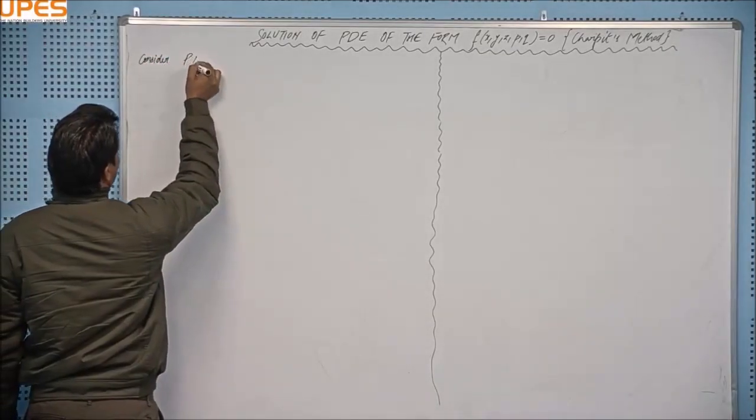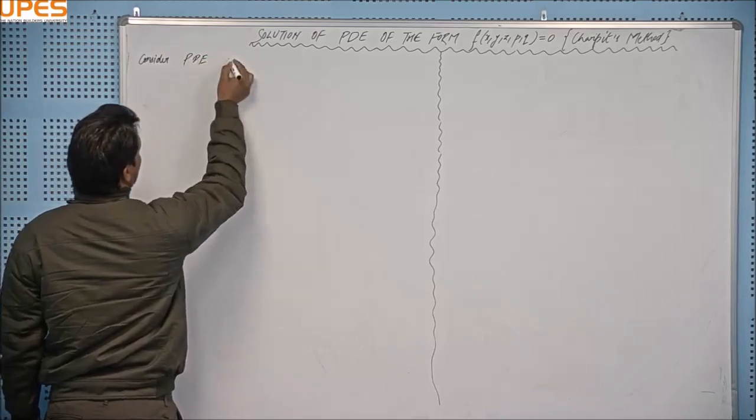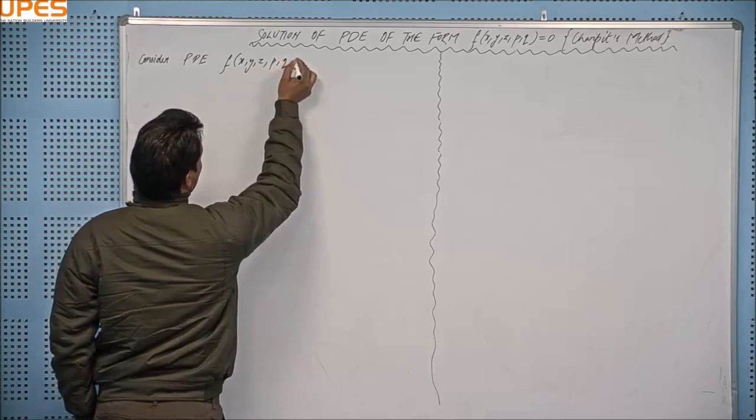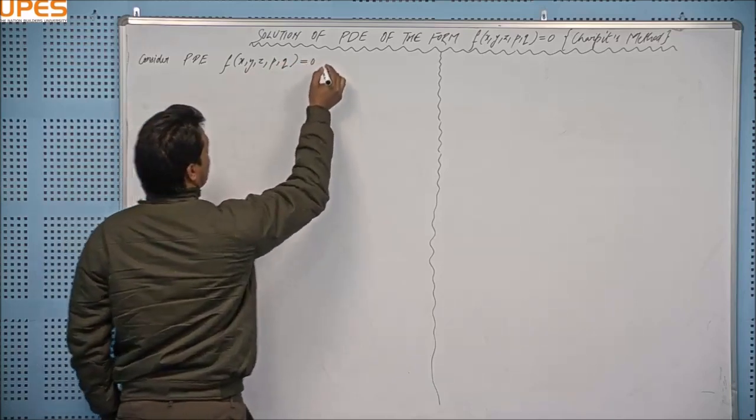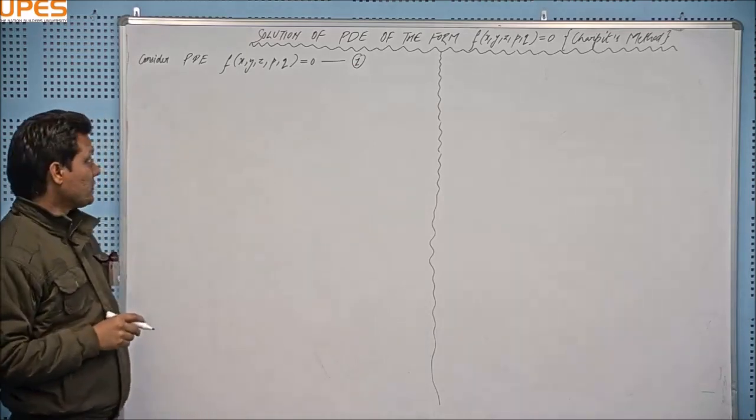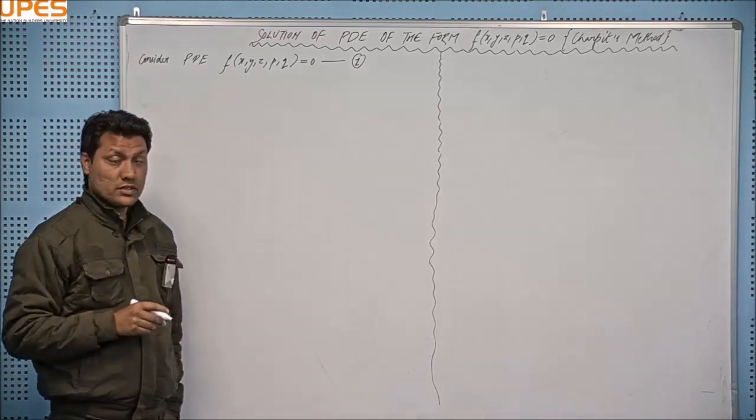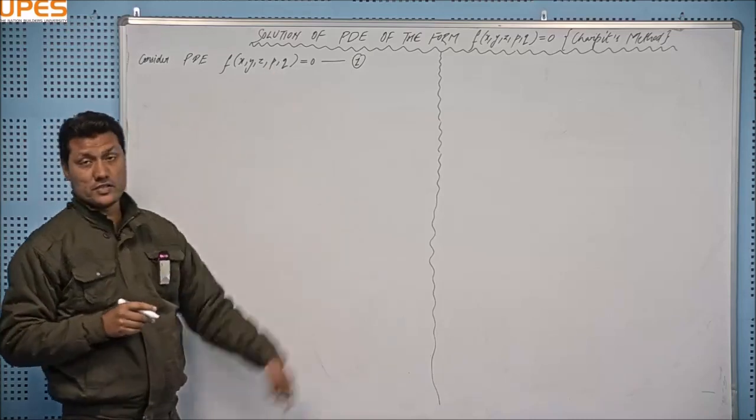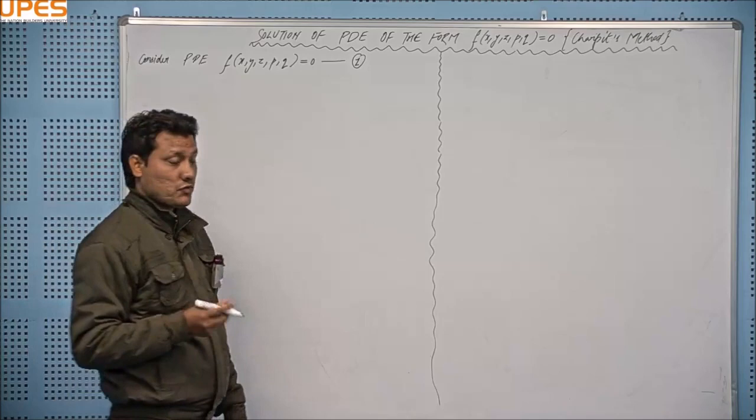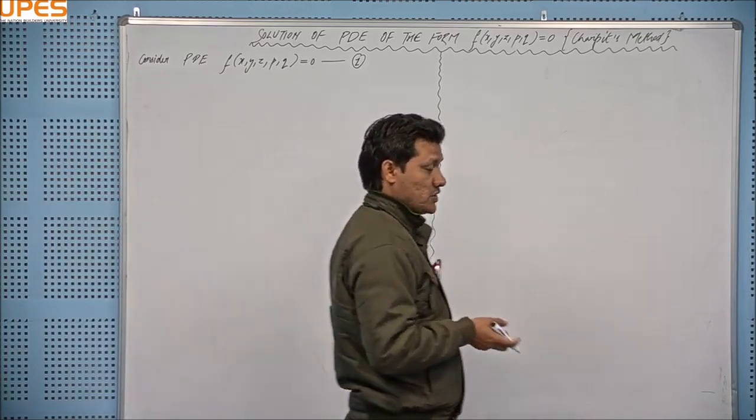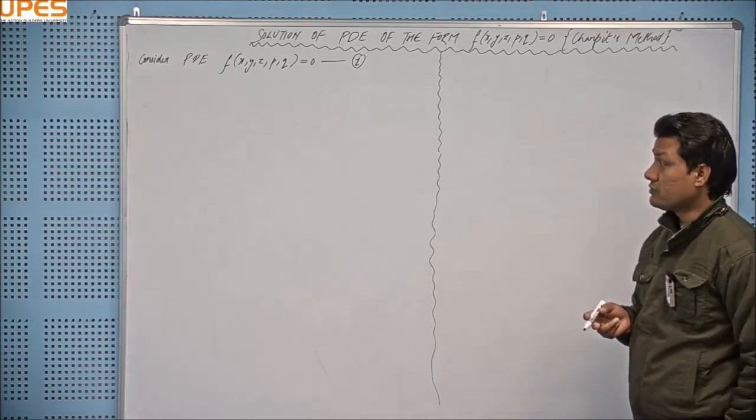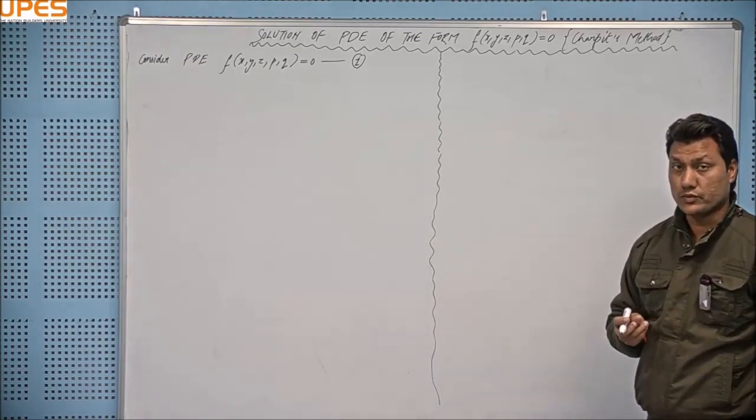Consider a PDE of the type f(x, y, z, p, q) equal to 0. Let it be equation number 1. This partial differential equation involves the first order partial derivatives small p and small q, as we did in Lagrange's form equation. That was capital P small p plus capital Q small q equal to capital R, and that differential equation was also involving small p and small q.